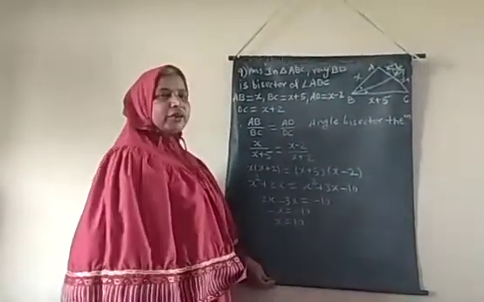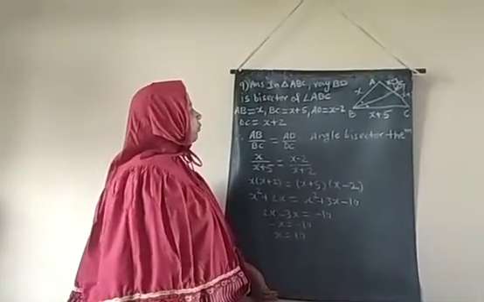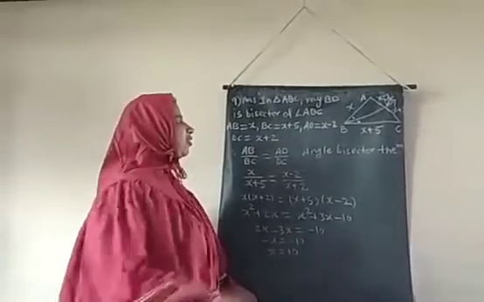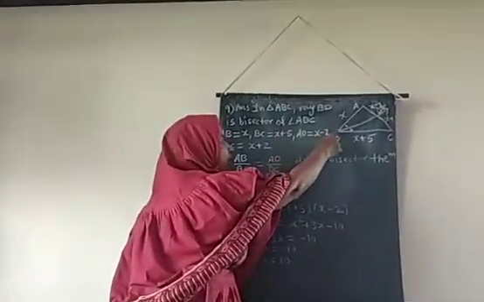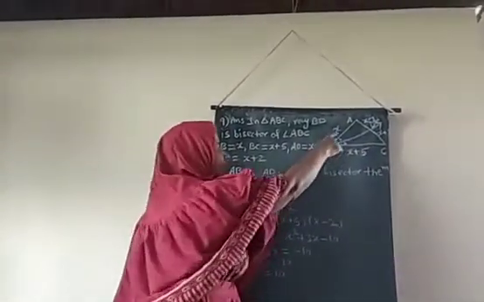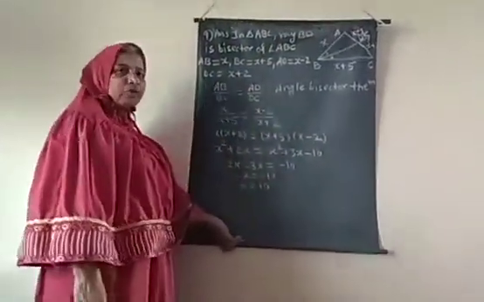Now the next question, question number 9. In triangle ABC, again ray BD is the bisector of angle ABC. So here the B angle is bisected. From the B vertex the sides are BA and BC, or AB and BC. So again AB, at the A vertex we are considering first, so for the second ratio also start from A only.